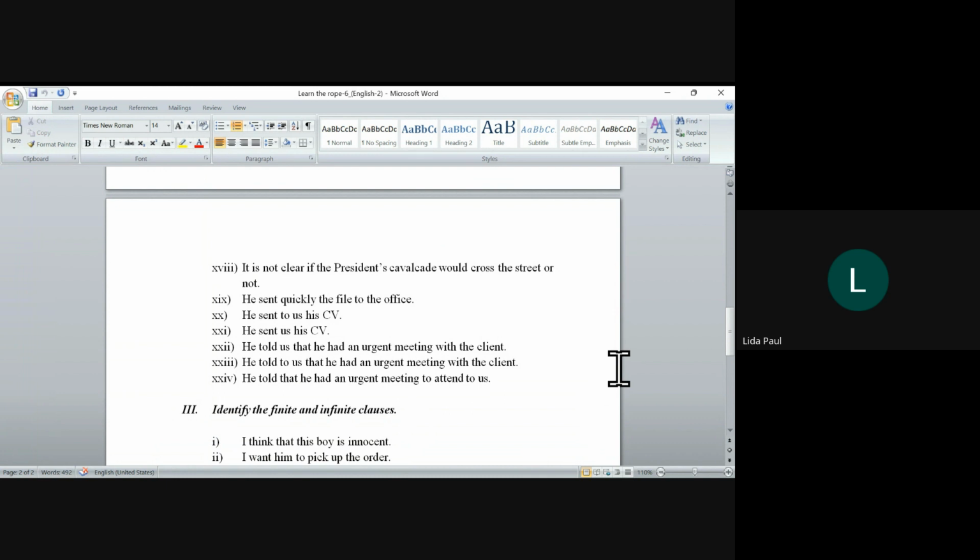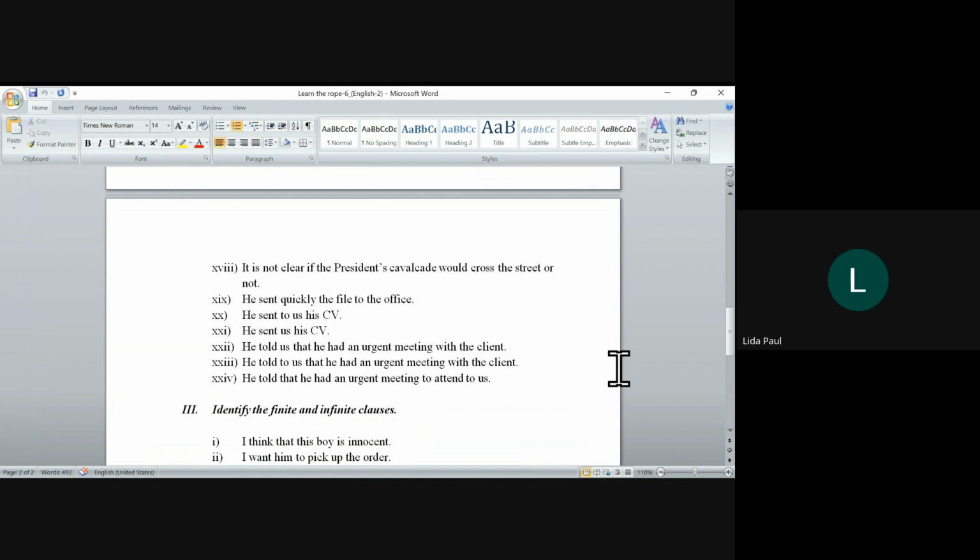Okay, no issues. Now, 20th one, he sent to us his CV. We have no adverbs here, but this is again a case of using direct and indirect object. He sent to us his CV. This is grammatical, right? We don't have any particular position on it. It's okay. There is nothing wrong in saying he sent to us his CV.